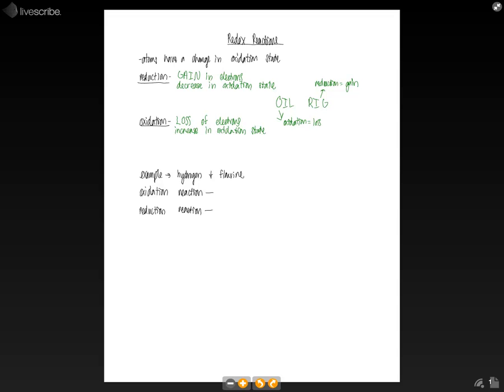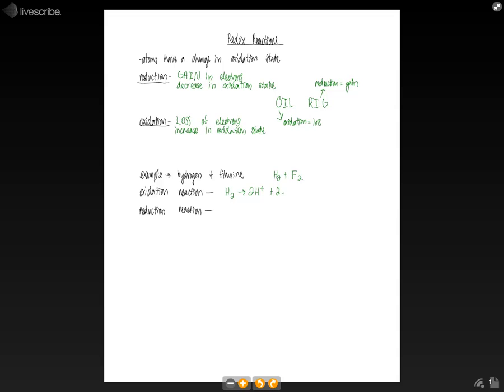And so if we look at a specific example of a redox reaction between hydrogen and fluorine, first we need to determine our two half reactions, which will be the oxidation and reduction halves. And so given that we start with H2 and F2, we know that the oxidation reaction is going to be with the hydrogen, because it will look like this.